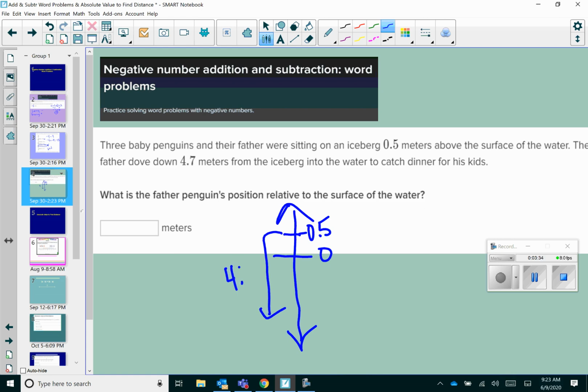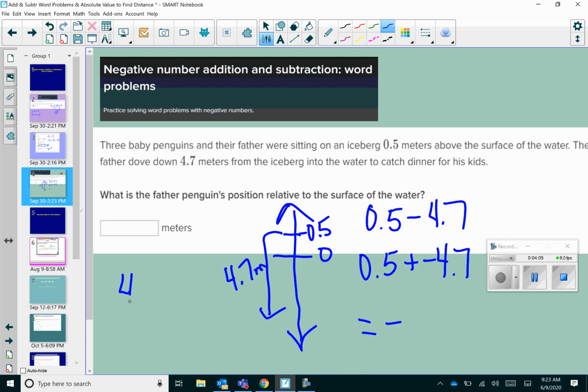4.7 meters. If we're going down, would we be subtracting or would we be adding that? Well, clearly I'm moving into the negative side, which means that I would be subtracting. So I'm going to write my problem, 0.5 minus 4.7. I'm going to do keep, change, change. So that becomes 0.5 plus negative 4.7. We have different signs, which means we subtract, and I have more negatives than positives, so I know my answer is going to be a negative. And then 4.7 minus 0.5 is going to leave me with a negative 4.2. And that is their position relative to the surface of the water.